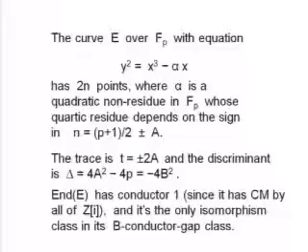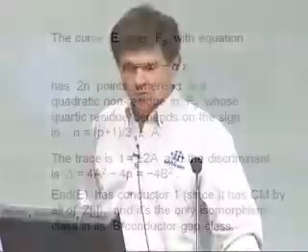In that case, the curve with this very special equation, y squared equals x cubed minus alpha x, has n points, where alpha is a quadratic non-residue in the prime field, and the quartic residue symbol of alpha depends on the sign that we chose when we defined n. And the trace then is plus or minus 2a, and the discriminant is easily computed to be -4b squared, and by construction b is a prime, which is why we chose b to be a prime.